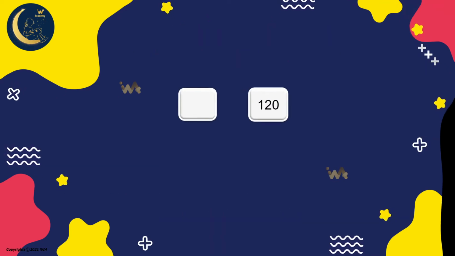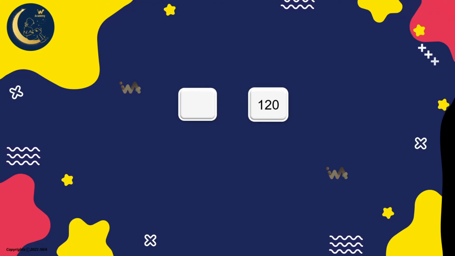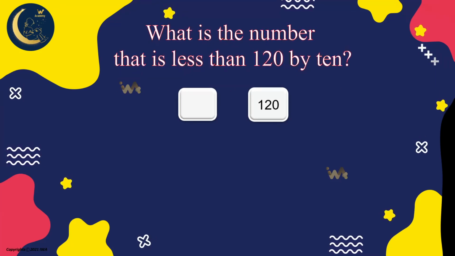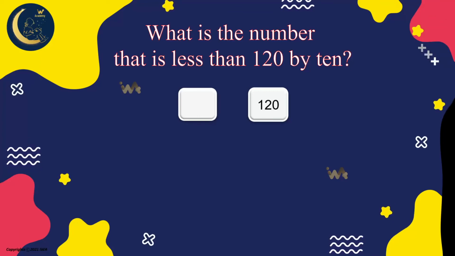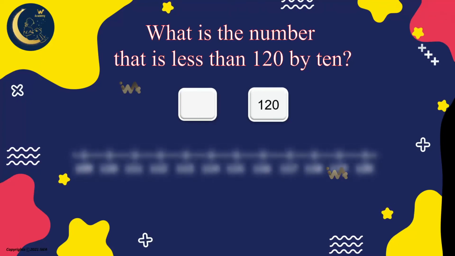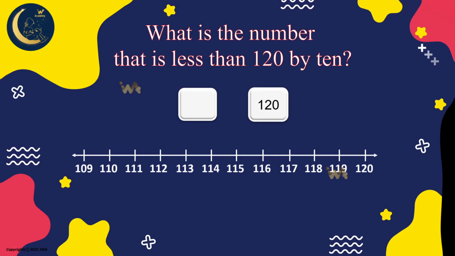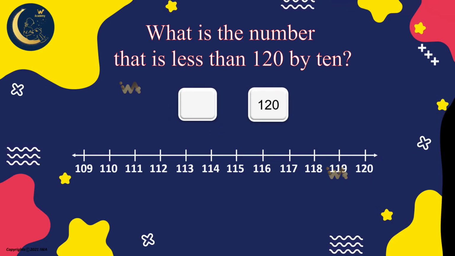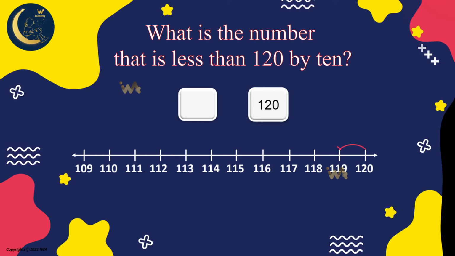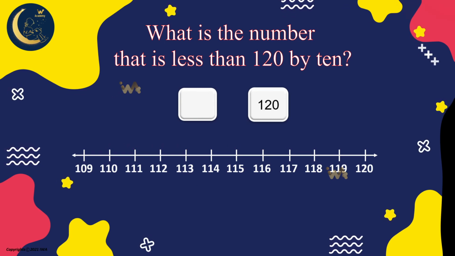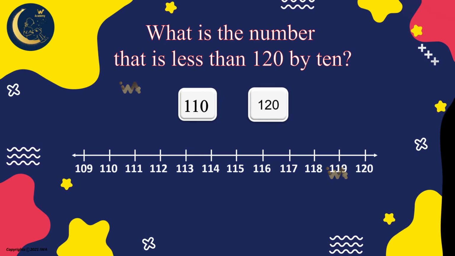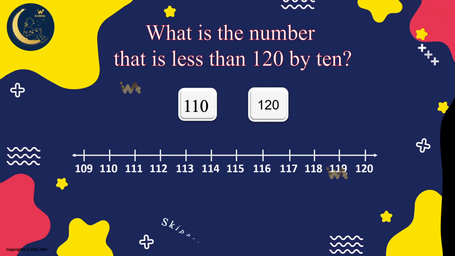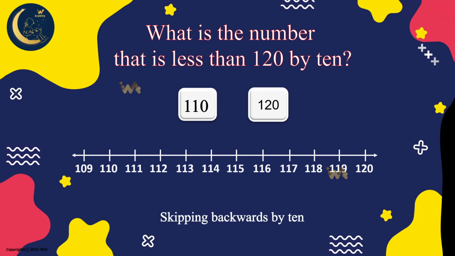Here we have 120. And we want to know the number that is less than it by 10. What should we do? Let's use a number line to make this easier for us. Here is the number 120. To find the number that is less by 10, we will go 10 units backwards to the left. So the final number is 110. This is what we call skipping backwards by 10.